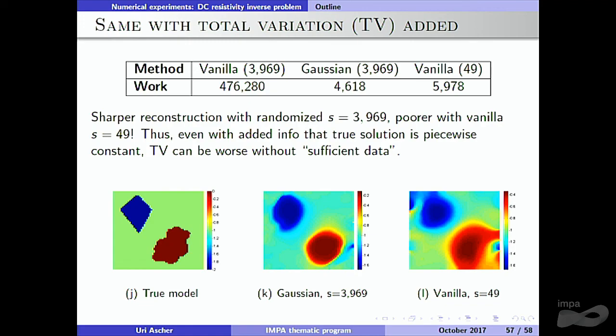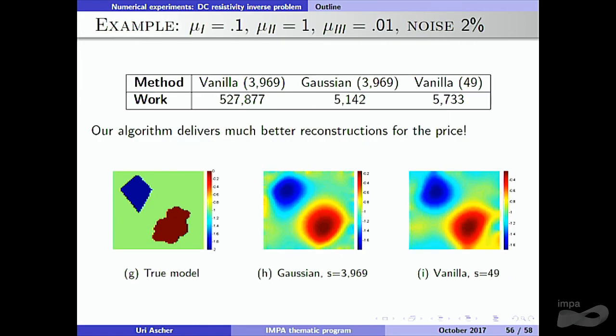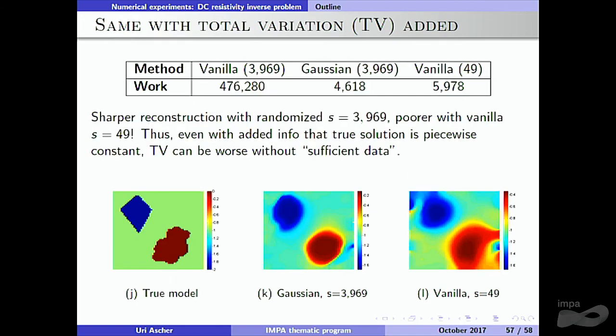And here the results are much crisper than here because we are using more information. Here we're using a priori information that a true solution has jumps, discontinuities. A piecewise constant solution is something the total variation tends to produce. And that's what you see here. These results are very sharp, really, for such a diffusive problem.